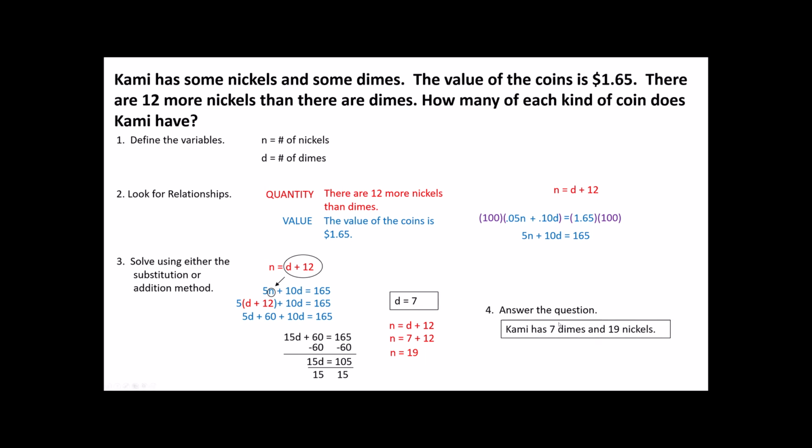Notice that 7 dimes is 70 cents, 19 nickels is $1.95, or say 95 cents. 95 cents plus 70 cents is your $1.65.